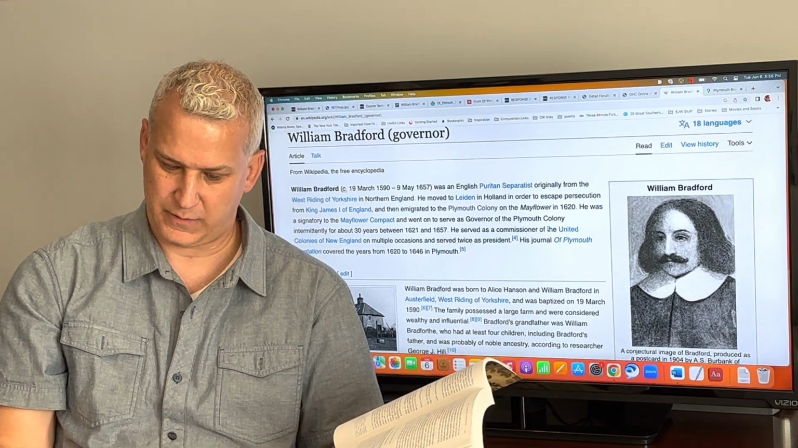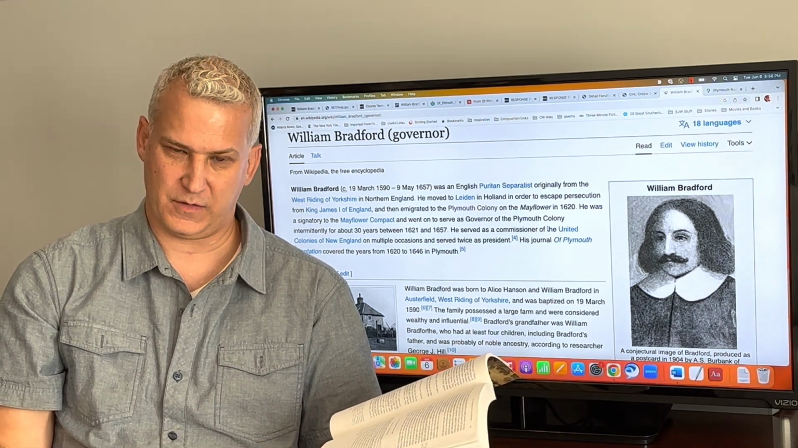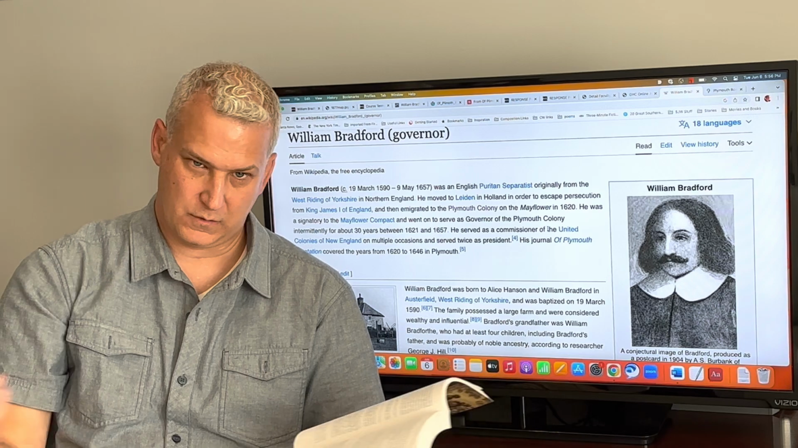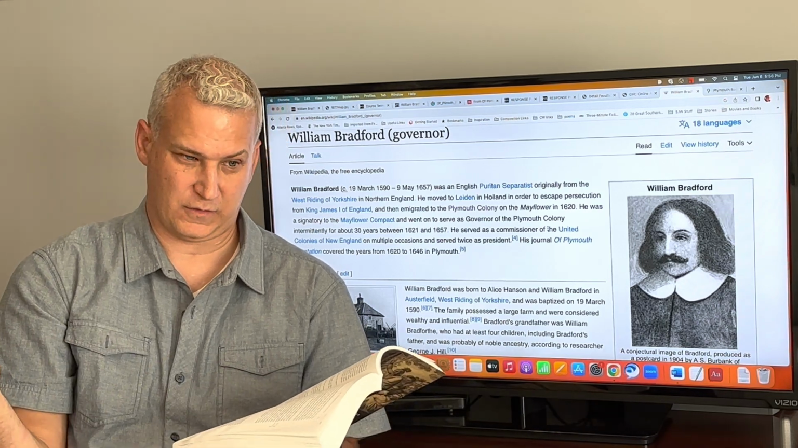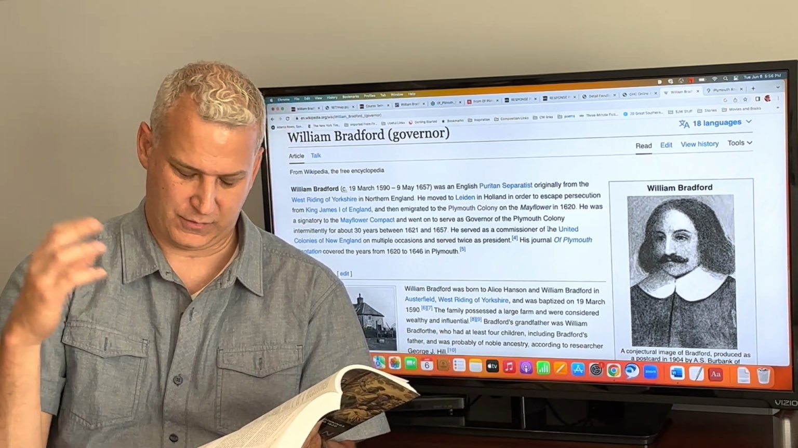Because again, there's only 40 or 50 of them. They're clearly outnumbered at this point. They don't have the military strength to take on a whole tribe. Their existence is pretty fragile, especially in this first year.